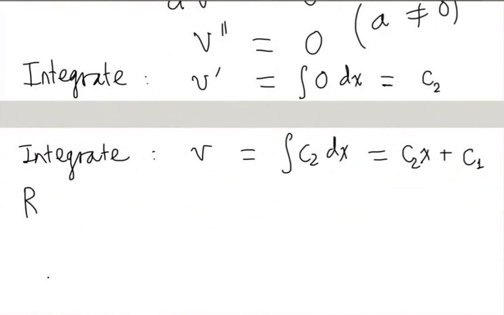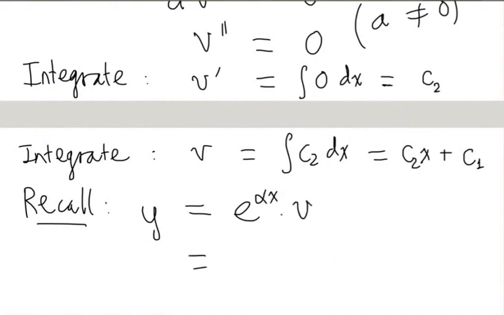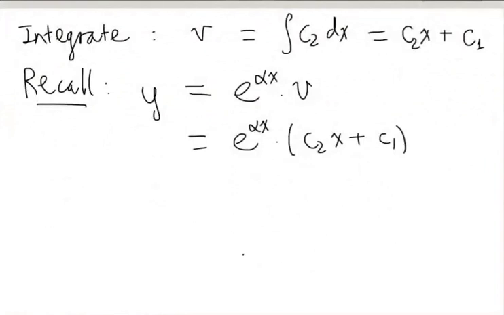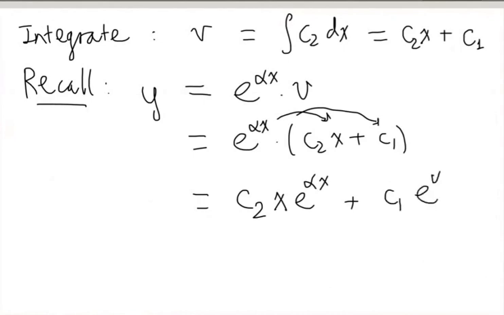But now recall that our original unknown y is e to the alpha x times v, right? So we plug in v is c2x plus c1. If we distribute, we will get c2x e to the alpha x plus c1 e to the alpha x. And this is our y, which is the general solution because c1 and c2 are constants.